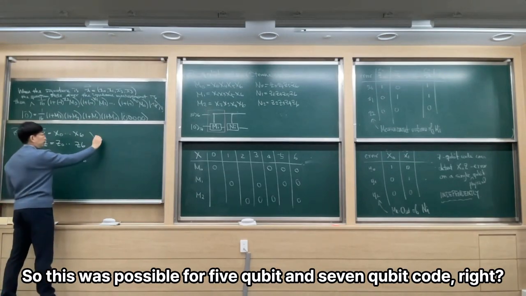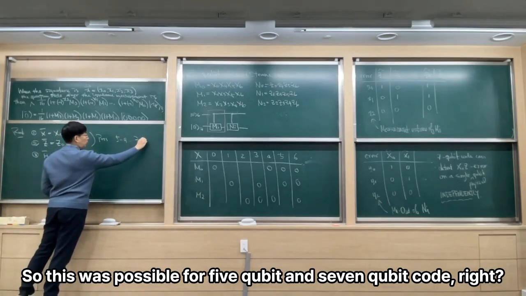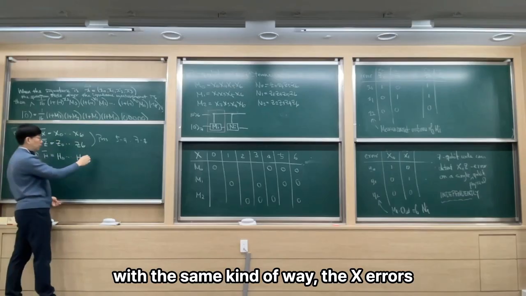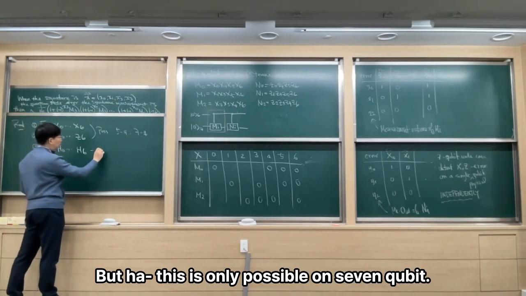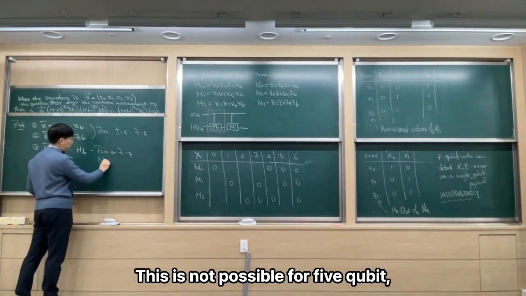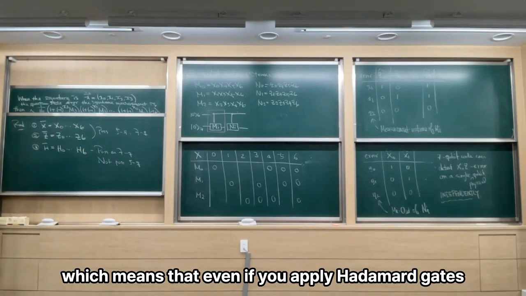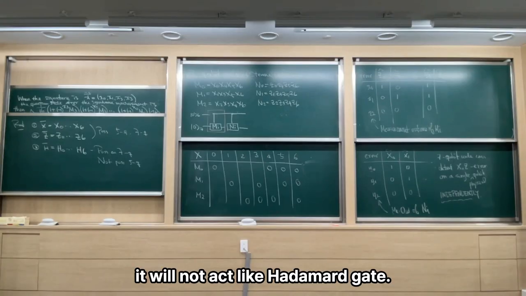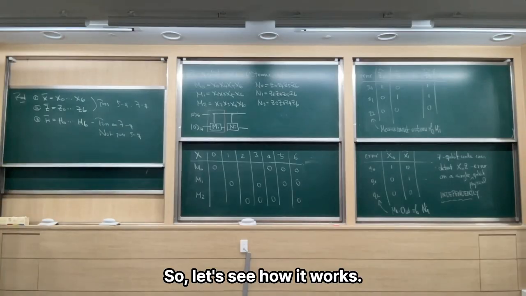So this was possible for 5-qubit and 7-qubit code. In the 5-qubit code, you have X error and Z error in the same kind of way, with X gates on every qubit, but this is only possible on the 7-qubit code. This is not possible for the 5-qubit code, which means that even if you apply Hadamard gates on 5 physical qubits in the 5-qubit code, it will not act like a Hadamard gate. So let's see how it works.